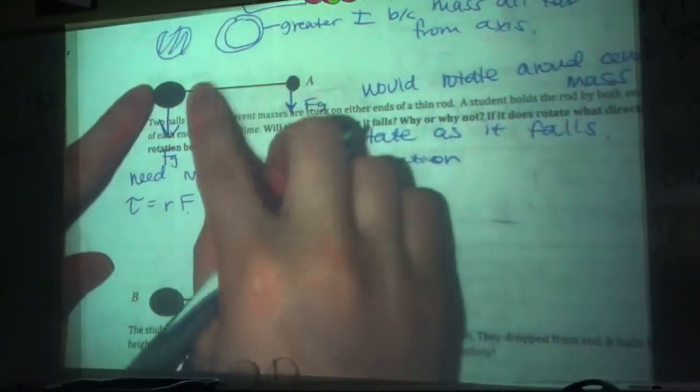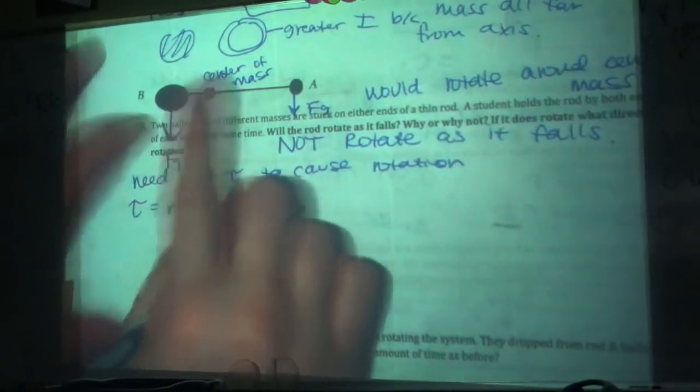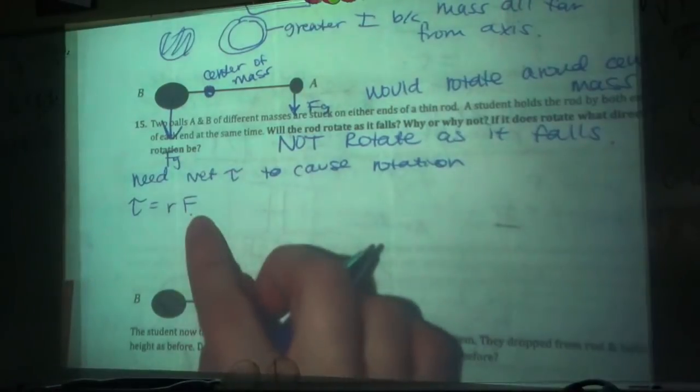Its center of mass is not going to be in the center because there's more mass on this side, so your center of mass is going to be closer over here. I'm going to label this center of mass. I don't know exactly, but it's definitely not in the center. It's skewed over to the bigger mass side. So yes, B has a greater force of gravity, so it has a greater force.